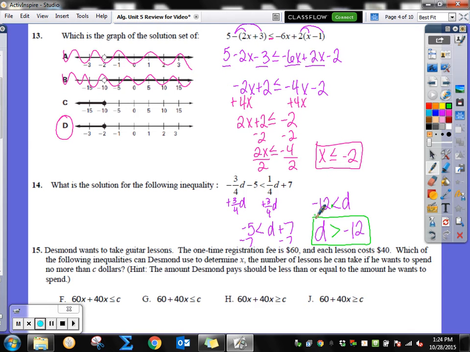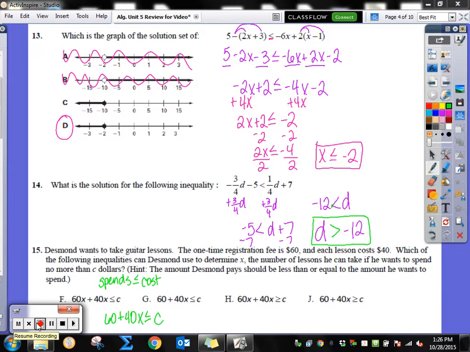Okay, for 15, Desmond wants to take guitar lessons. The one-time registration fee is $60, and each lesson costs $40. Which of the following inequalities can Desmond use to determine X, the number of lessons he can take, if he wants to spend no more than C dollars? And there's a great hint. The amount that Desmond wants to pay should be less than or equal to the amount he wants to spend.